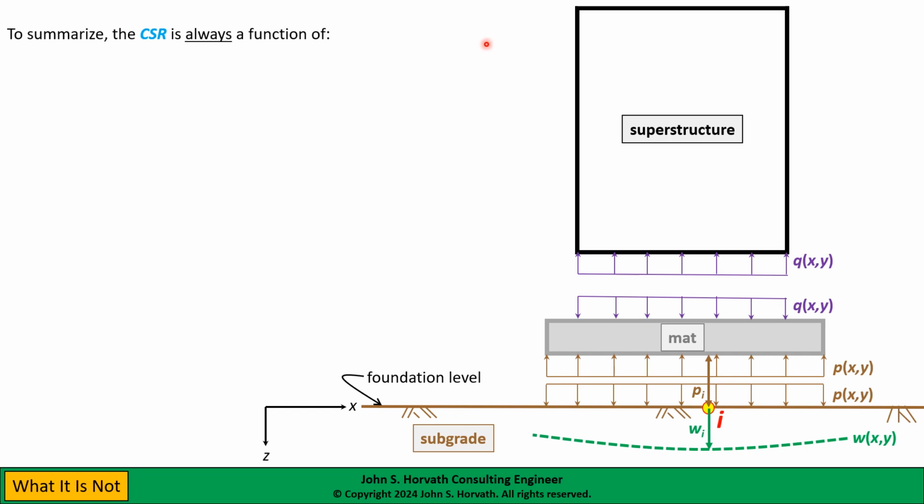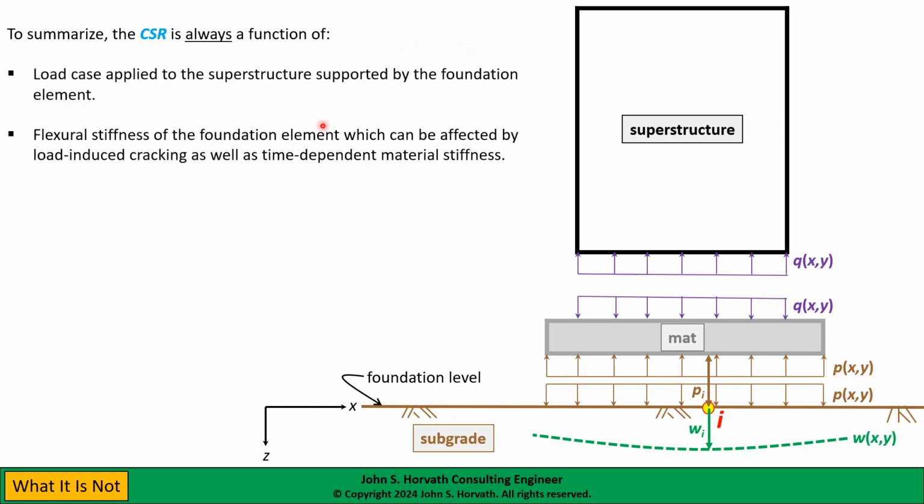So to summarize, the coefficient of subgrade reaction is always a function of the load case applied to the superstructure, the flexural stiffness of the mat in this case, which is going to be influenced by load-induced cracking. All right, we all know about cracked section behavior of reinforced concrete elements, as well as the time-dependent material stiffness. We all know that the modulus of Portland cement concrete is going to vary with time.